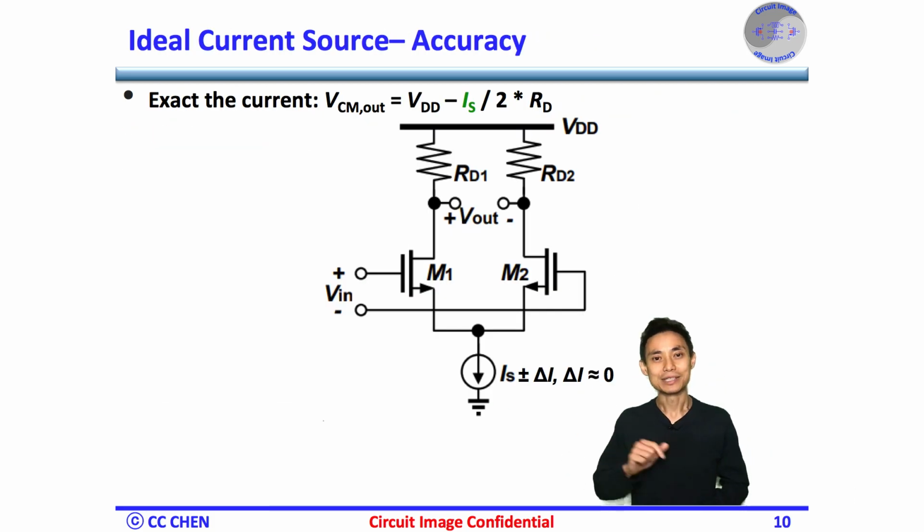Bingo, accuracy. The output common mode DC level is well defined by the current level IS of the current source. Therefore, the current accuracy is very important. In other words, you may want to get the exact current level as what you want. Besides accuracy, what else do you need?